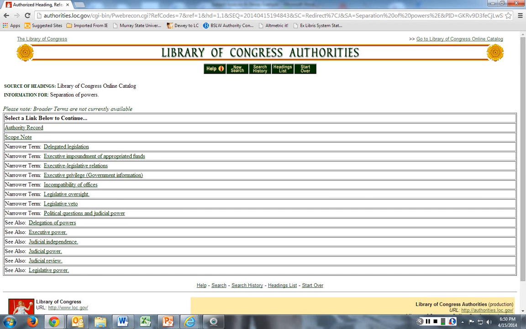I can just use those 3 different branches, which is how I think I will go, because I'm not sure if this book is talking necessarily about separation of powers or if it's talking about delegation of powers. It may be talking about both. And I don't want to get too many in here that are going to make it kind of mucky. So I'm just going to use executive power, judicial power, and legislative power for my subject headings.